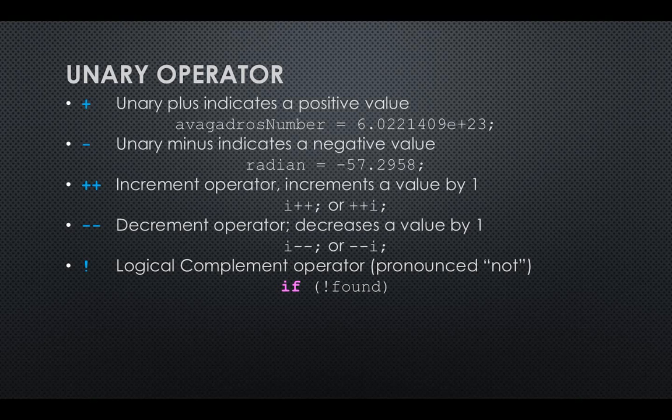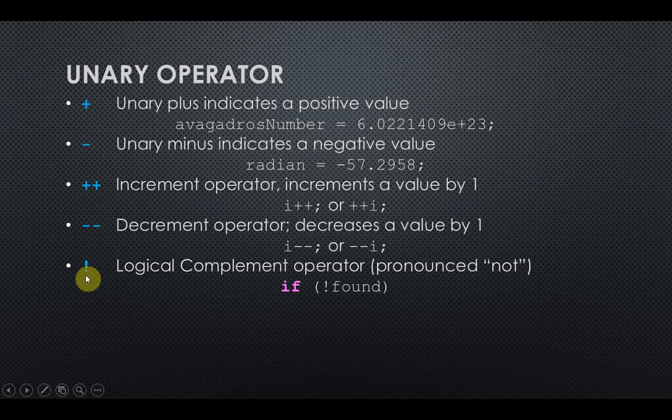Minus minus is the decrement operator, so it decreases a value by 1. And we can see it also has a post-decrement and a pre-decrement, and they work pretty much the same way as the increment. The two versions, the post-decrement and the pre-decrement, are evaluated differently, but the result of the evaluation is the same. The variable is reduced by a value of 1.